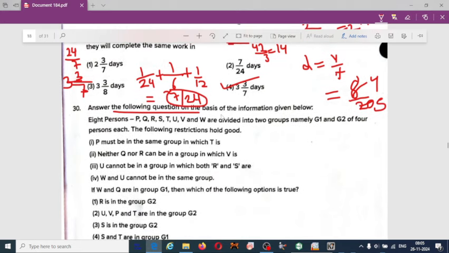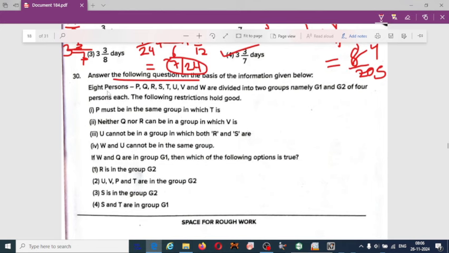Answer the following question on the basis of the information given below. 8 persons are there, P, Q, R, S, T, U, V and W, divided into two groups, namely G1 and G2 of 4 persons. The following restrictions hold good. P must be in the same group in which T is. Neither Q nor R can be in a group in which V is. U cannot be in a group in which both R and S are. W and U cannot be in the same group. If W and Q are in the group G1, then which of the following options is correct?